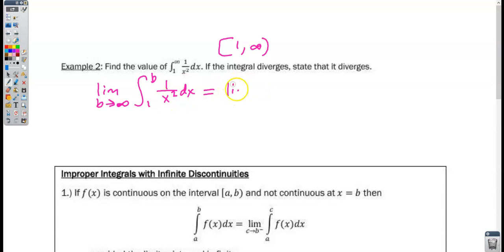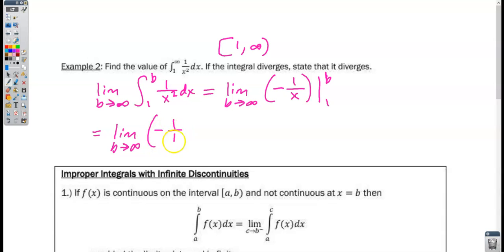Then I find my antiderivative. The antiderivative here of 1 over x squared is negative 1 over x, which we're going to evaluate from 1 to b. And so this is equal to the limit as b goes to infinity of negative 1 over b minus negative 1 over 1. And if we take this limit as b goes to infinity, this term right here approaches 0. And so the limit of this expression is going to be 1. And so that is the value of the integral from 1 to infinity of 1 over x squared.